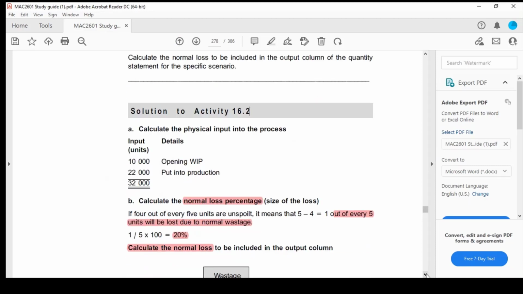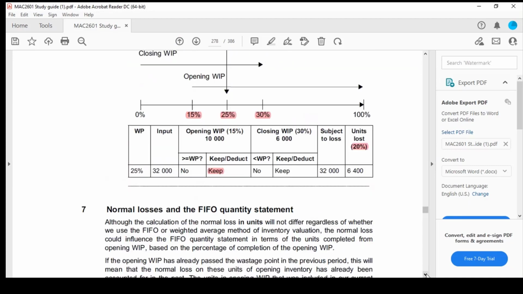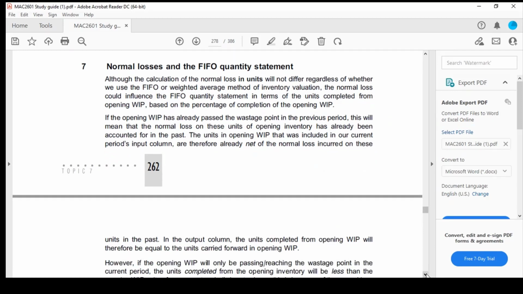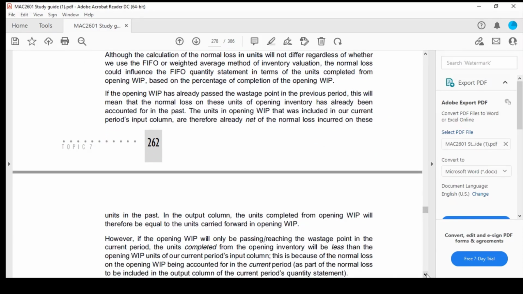A bit of theory today, guys. Sorry, but I think it's better that we do the theory and make sure that you understand before we do the questions.